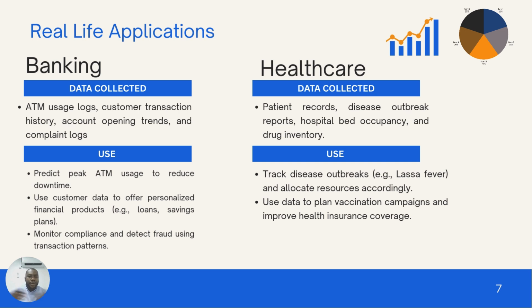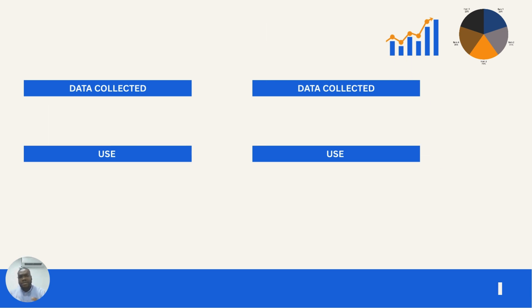Also in healthcare, for example, Ministry of Health, even your normal health institutions, right? Patient records, disease outbreak reports, bed occupancy, drug inventory. So if there's a spike in the number of people having malaria in a particular area, and some of them, there are fatalities that are occurring, it becomes a serious issue. There's that data. If it is properly analyzed, you can tell that, oh, there's a huge problem here, and then track disease outbreaks that are happening, allocate resources accordingly, right? And then use that data to plan vaccination campaigns and improve health insurance coverage and all that. So many other things. So these are some of the examples.